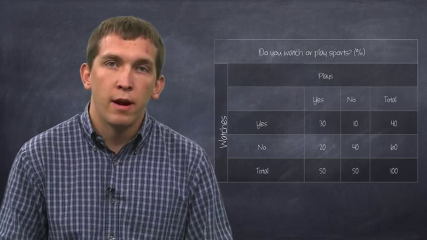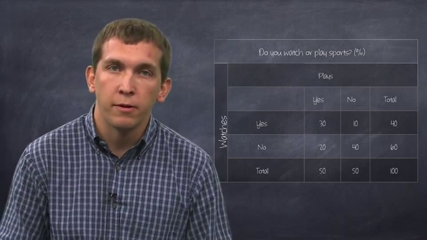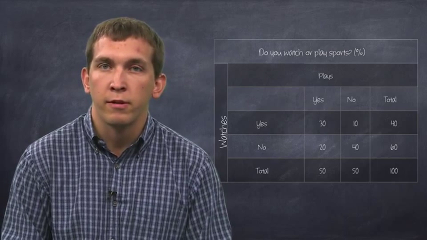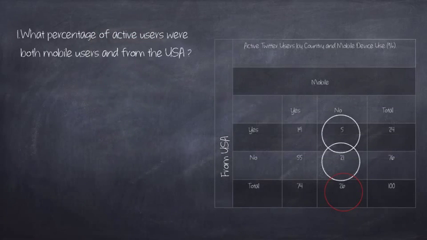With our table here, I'm going to go ahead and walk you through some scaffolded questions that you can ask your students. The first question is pretty straightforward. It's just what percentage of active Twitter users were both mobile users and from the USA. All this requires the student to do is to look at the frequency table and select the correct number. So this one will be in the top left-hand corner.